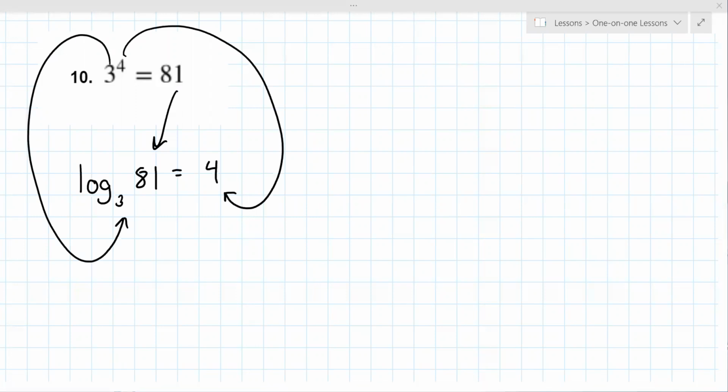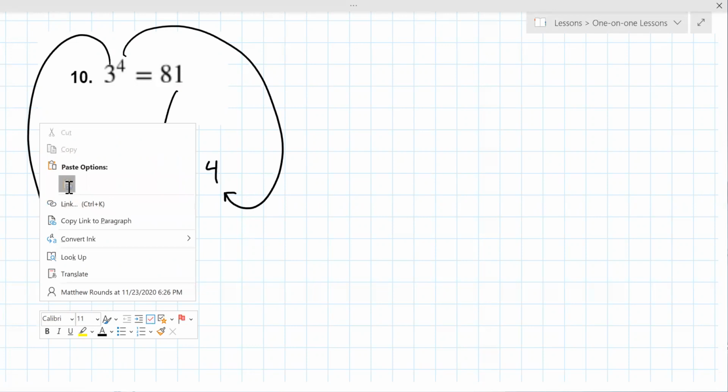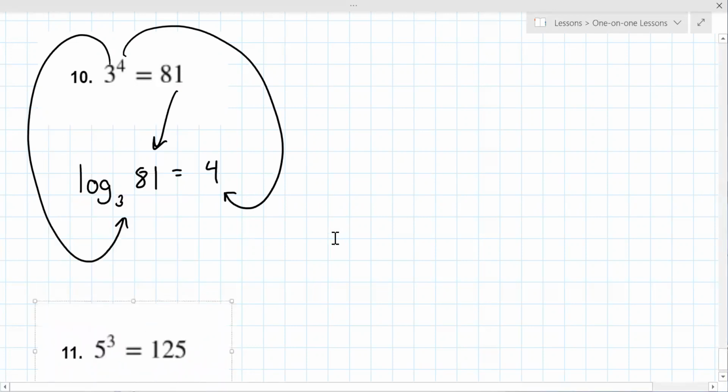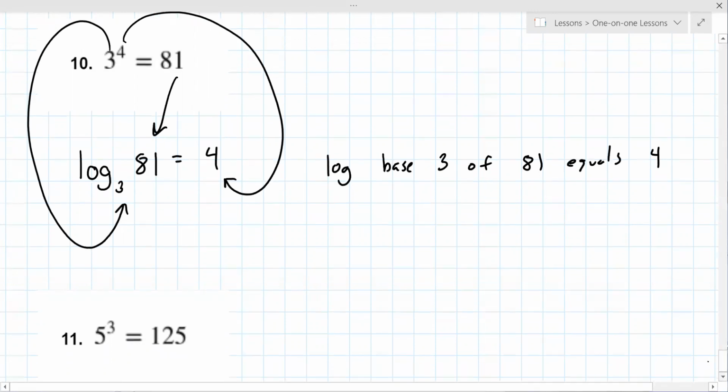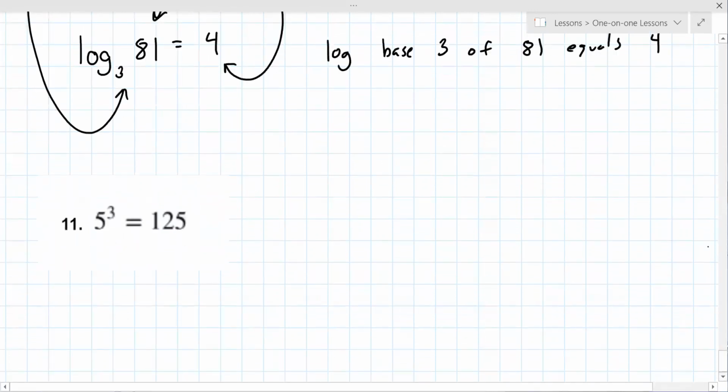So why don't you try number 11 on your own, and I will help you read it out loud. Sometimes you can say it improperly but have the right answer. I got log base 125 equals 3. Okay, so maybe you wrote the right thing, but you didn't say the right thing. So this is log base 5 of 125 equals 3.